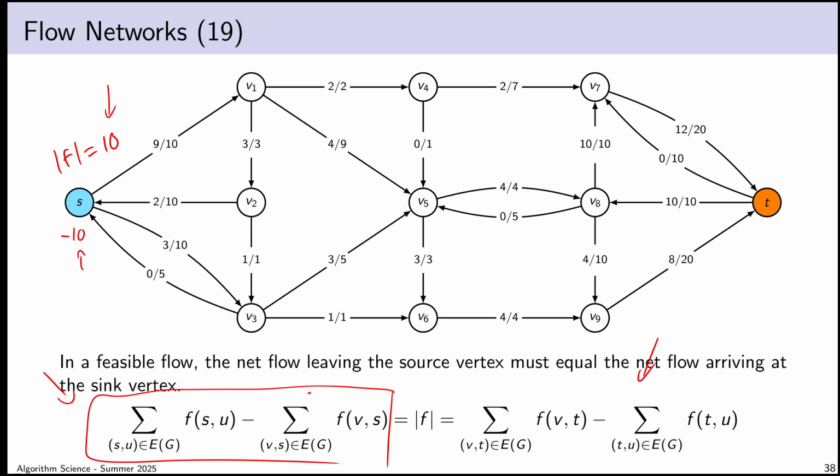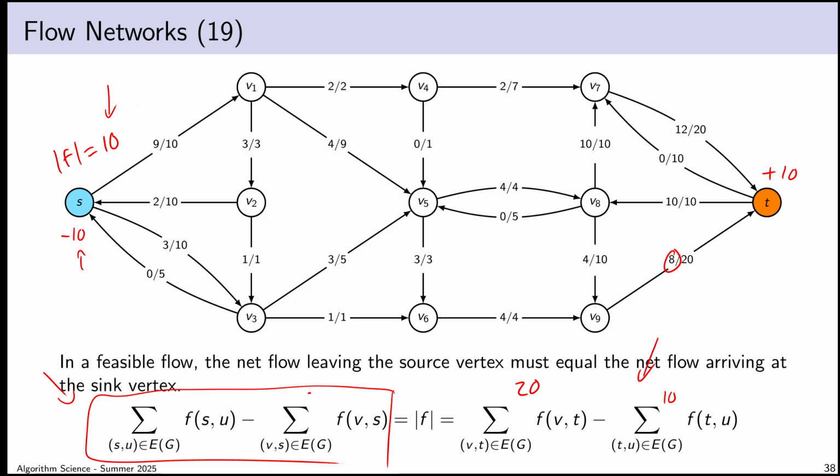Now the question is, what is the net amount entering vertex T? Okay, so 12 units enter vertex T here. 8 units enter vertex T here, so that's a total of 20 units entering vertex T. But then 10 units leave again, which is sort of bizarre, but I guess that's allowed, so 10 units leave, which means the total amount of flow arriving at vertex T is also 10.